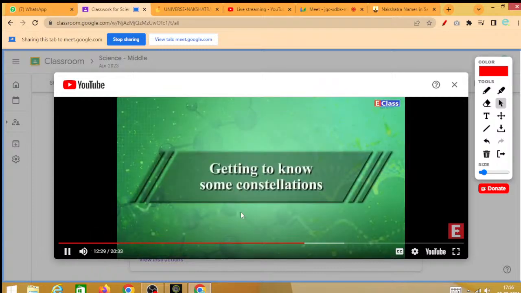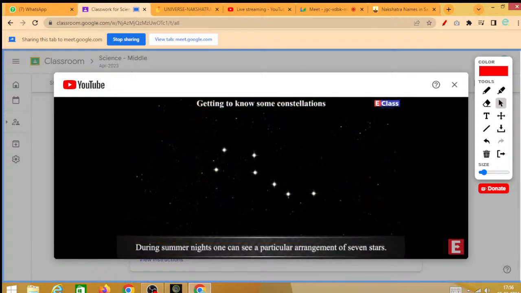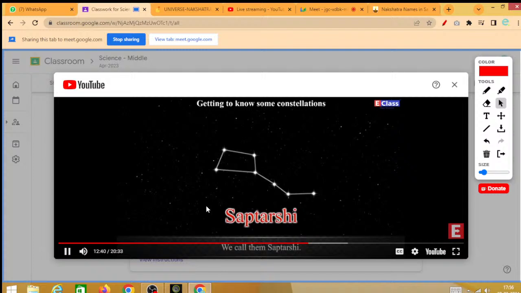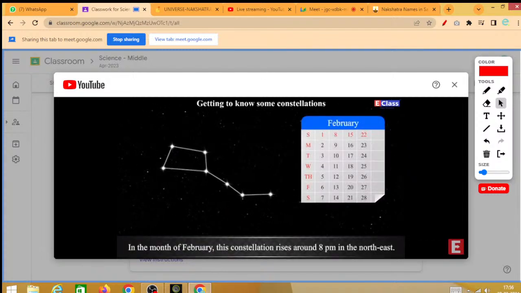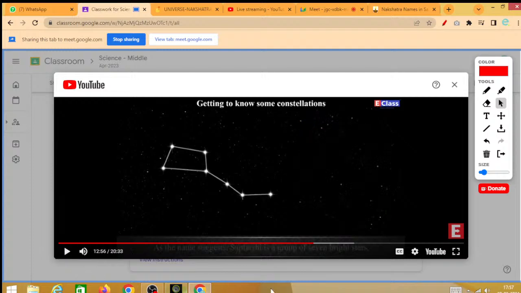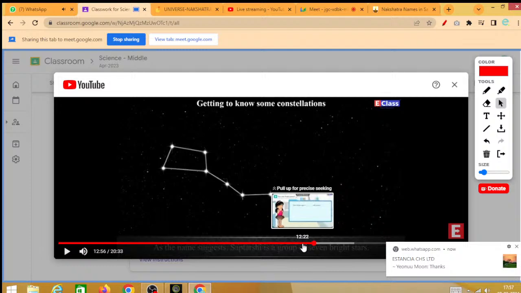Getting to know some constellations. Okay, so now let's learn. During summer nights, one can see a particular arrangement of 7 stars. We call them Saptarshi, the Great Bear. In the month of February, this constellation rises around 8 p.m. in the northeast. It is on the meridian in the month of April, and in the month of October, it sets around 8 p.m.